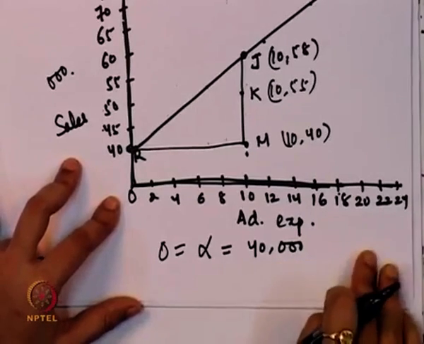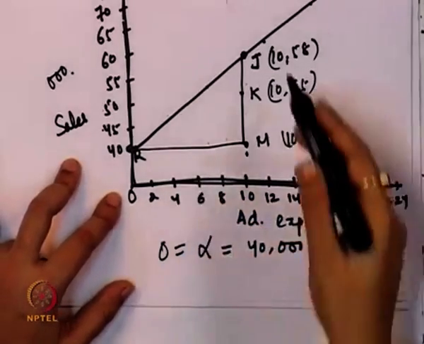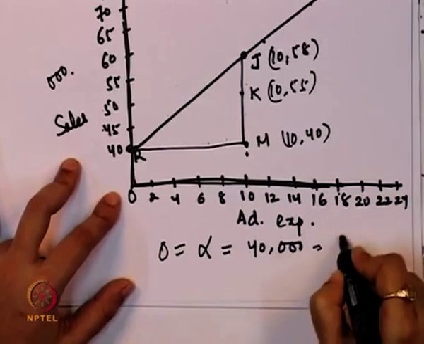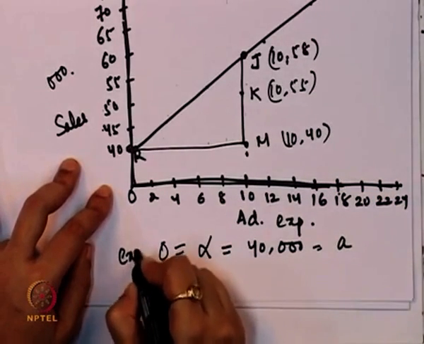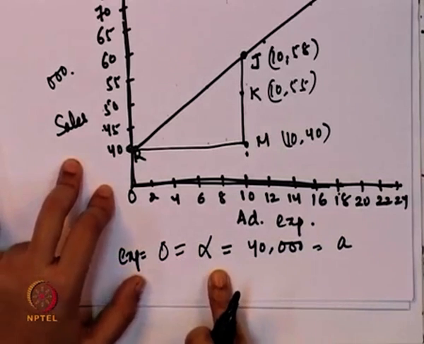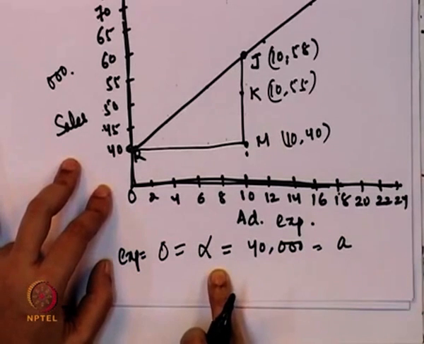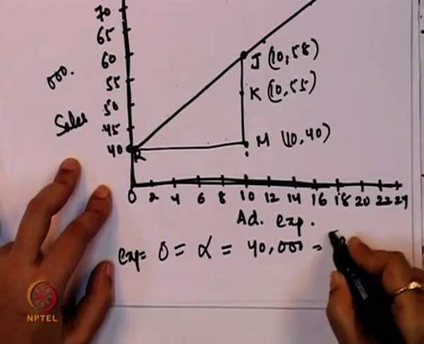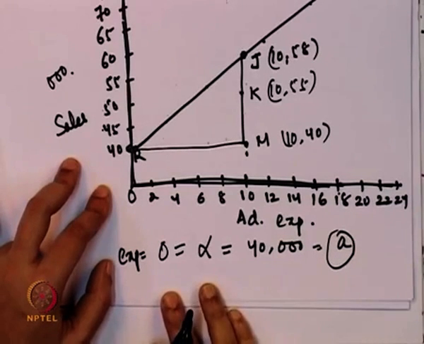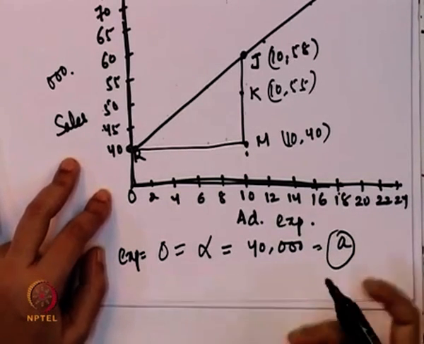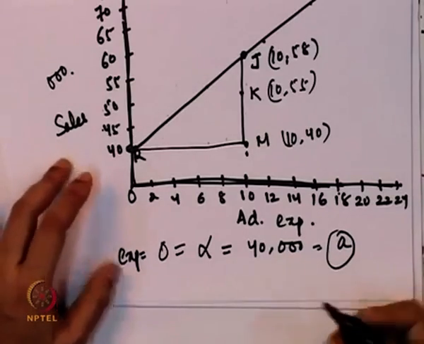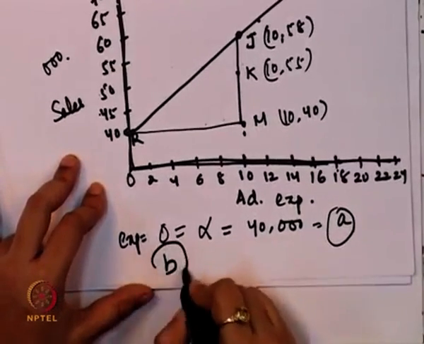The next task is to find out the slope, because this is the value of A. When expenditure is equal to 0, alpha is the value of the intercept, and this is the value of A. Now second, what we have to find out through the rudimentary method or the elementary method is the value of B.